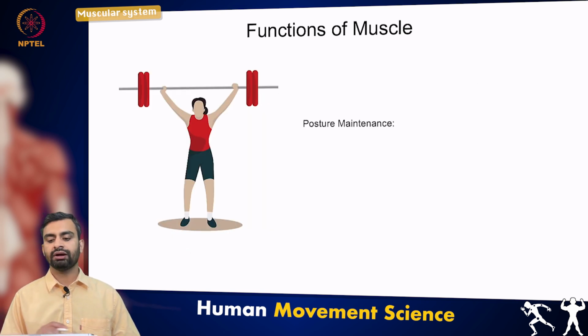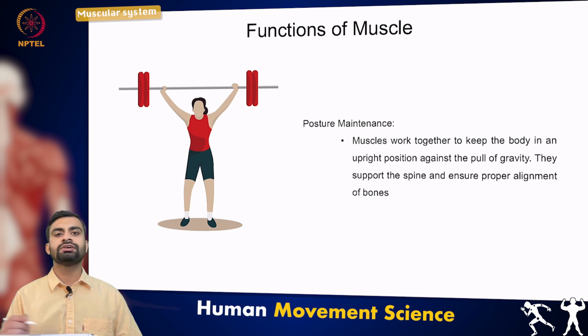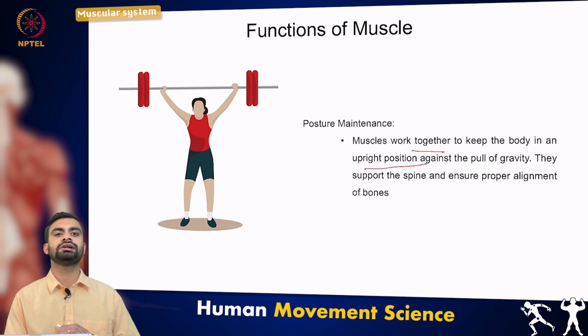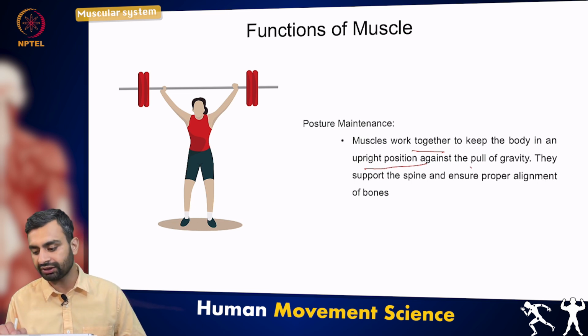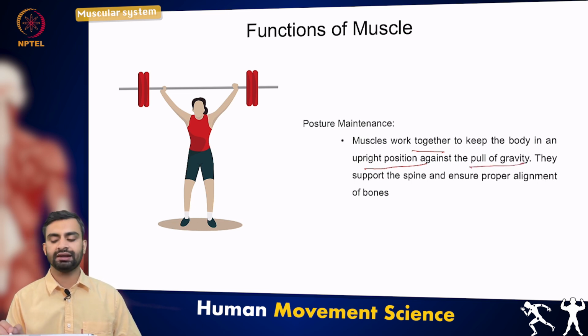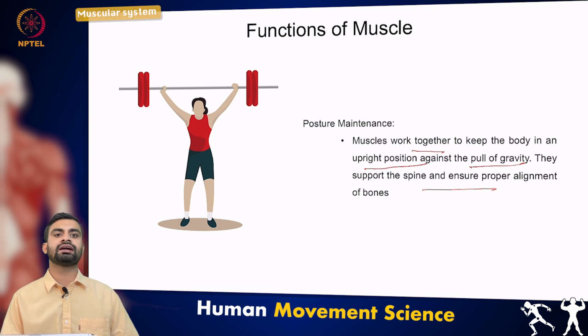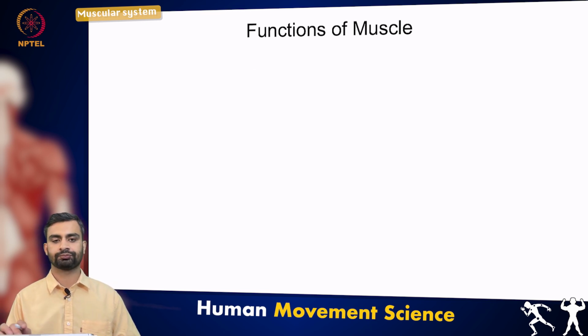Muscles also help in posture maintenance. Different muscle groups work together to keep the body in an upright position against the pull of gravity. They also support the spine and ensure proper alignment of bones. So this posture maintenance can be in day-to-day activities like standing or sitting while performing a task, or sports specific activity like maintaining the posture while lifting the weight also.